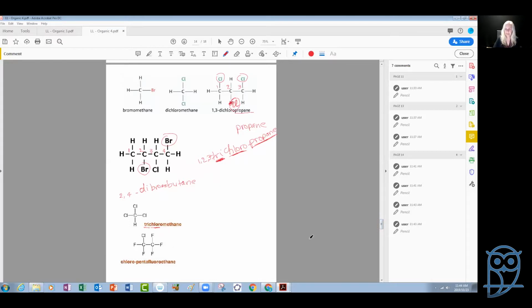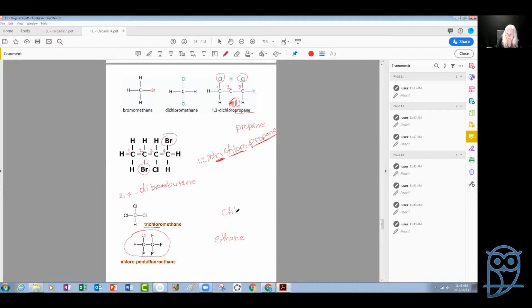Let's try this last one. This one has fluorine and chlorine atoms. All the hydrogen atoms here have been replaced by fluorine and 1 chlorine atom. So the root here, the chain is made out of 2 carbons. So this is from the ethane family. So the ending must be ethane, the root. And here we have to add all the rest. And we have fluoro and chloro.